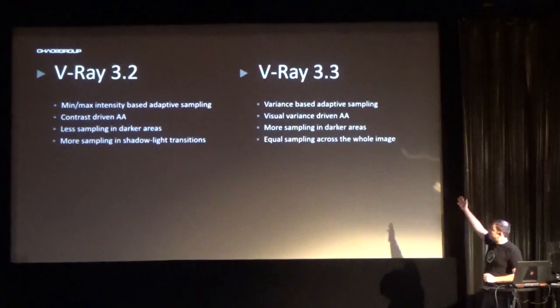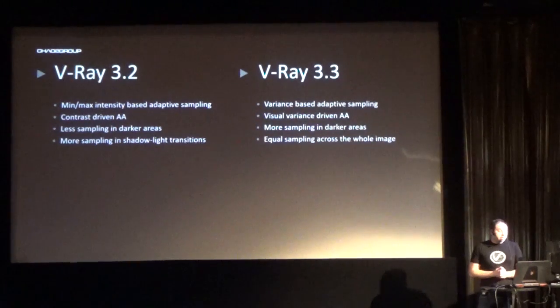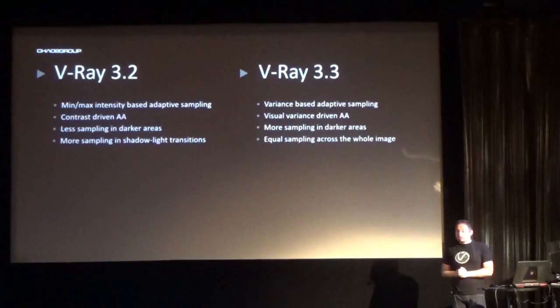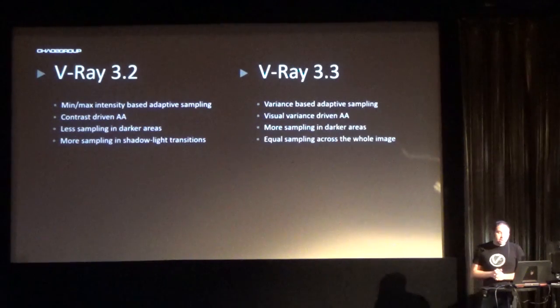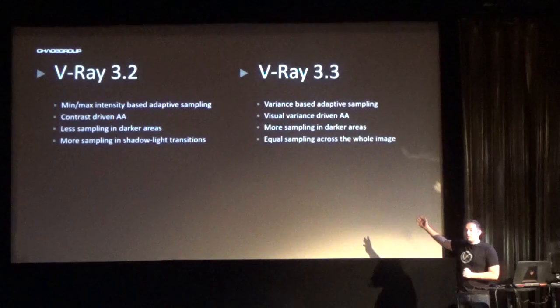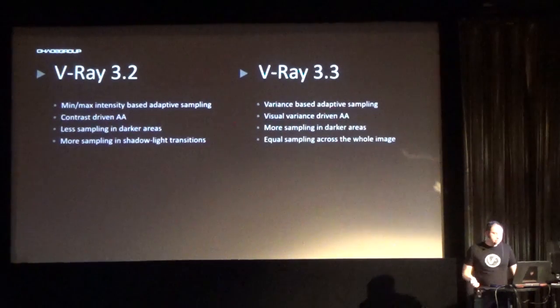So in 3.3 we have more sampling in the darker areas. In 3.2, there is more sampling in the shadow light transitions, because that's where the contrast is, right? As we go from dark to bright, there is vast intensity change, so that's where the sampling goes. In V-Ray 3.3, this is equal. There is no biasing where the sampling goes.